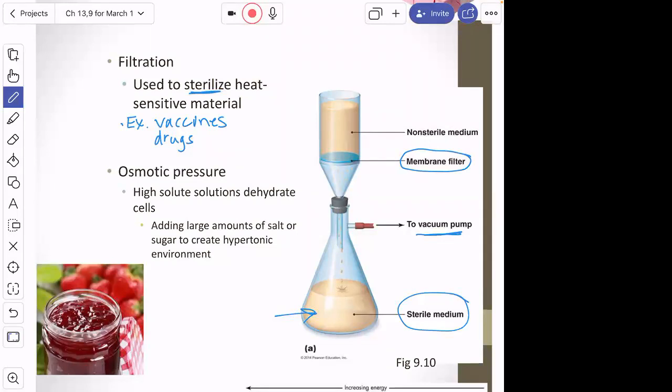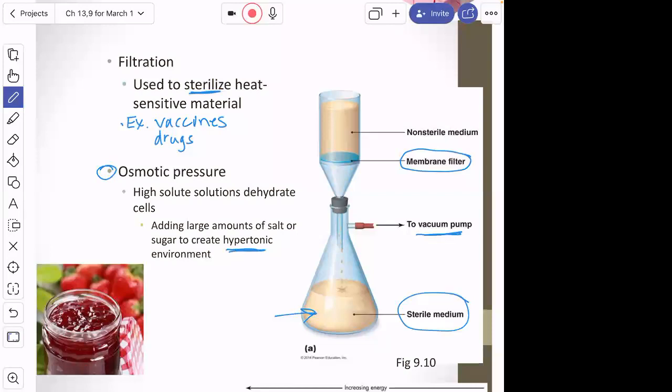All right, but vaccines or a lot of drugs, you wouldn't be able to heat them to sterilize them. So this is generally a good method. Of course, another way to dehydrate cells is by osmotic pressure. So remember, if the solute concentration outside the cell is really high, that means the water concentration is low. Water would go from high concentration in the cell to outside the cell. So the cells are going to dehydrate when they're in a hypertonic environment.